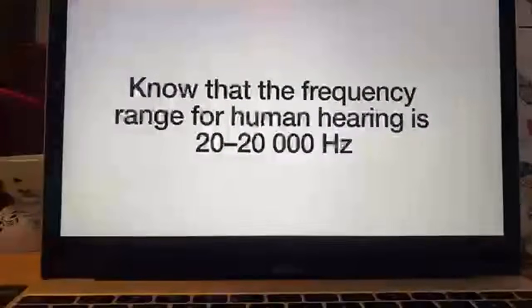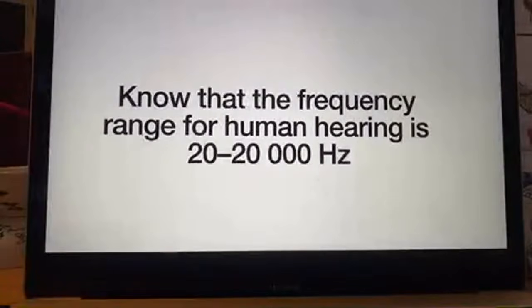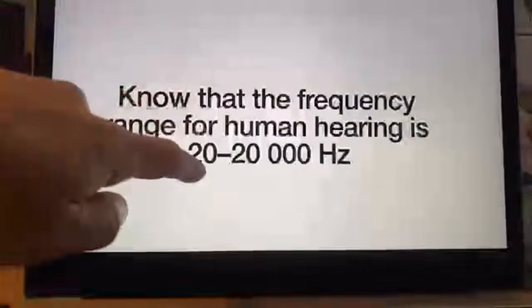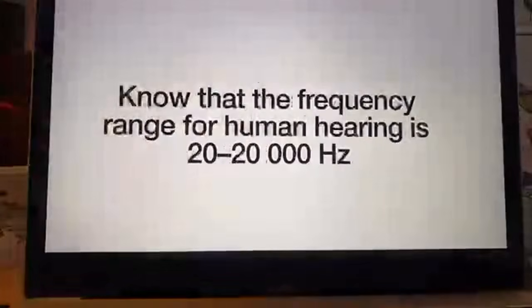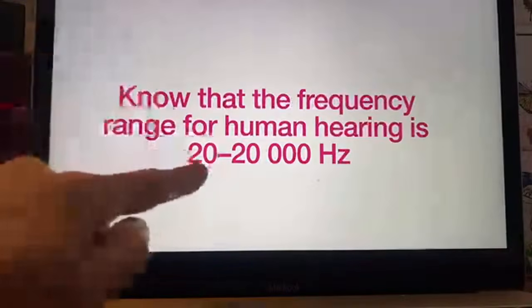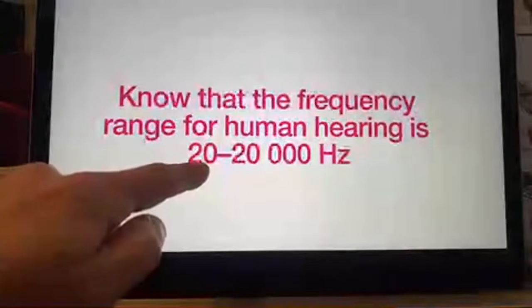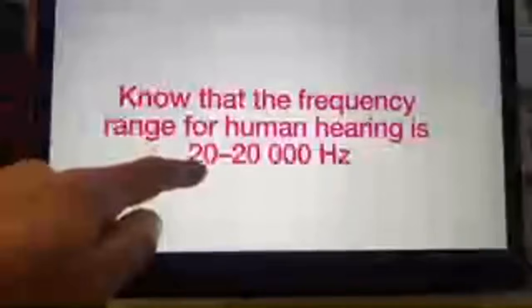Okay, so another, very much for me, just a memory game before I give you a little quiz about that. You have to know for your exam that the frequency range for human hearing is 20 to 20,000 hertz. I should have said 20 hertz to 20,000 hertz, okay? You have to know the frequency range for human hearing. So humans can hear a sound wave which is travelling at 20 hertz, 20 times per second, 20 waves per second if you like, passing a point.